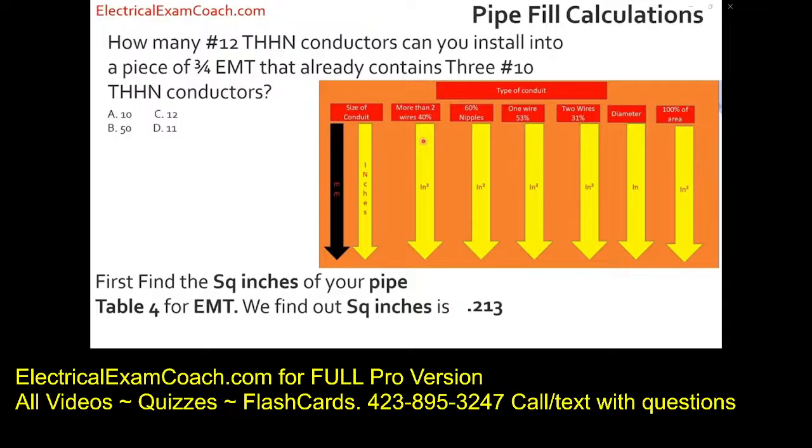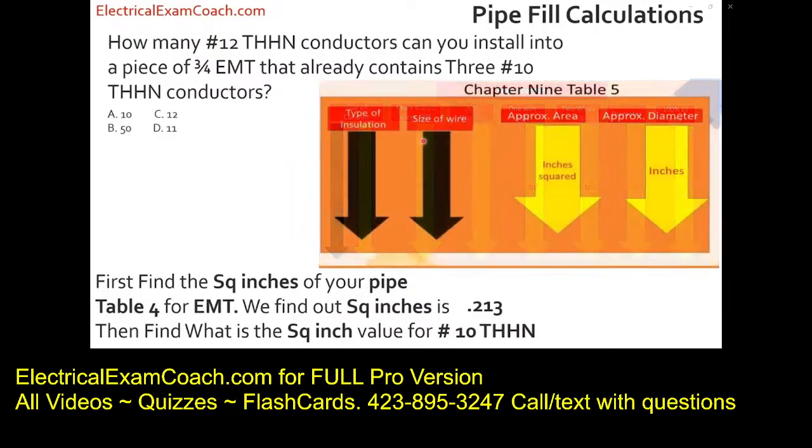Now we need to find what we already have, which is the number 10s. We're going to head over to Chapter 9, Table 5, and when we get there, we're going to start on the left-hand side and find our type of insulation. We're going to cross over and find our size of wire. Then once we find that, we're going to cross over to the approximate area, and each individual number 10 is 0.0211 square inches.